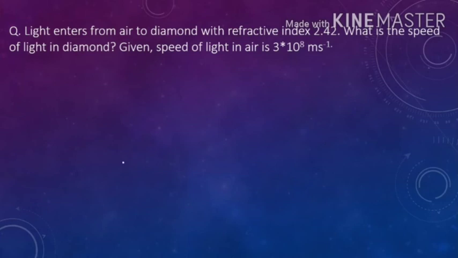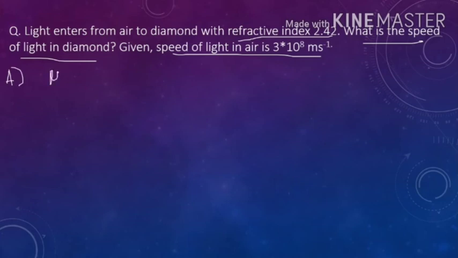Okay, we have to calculate the speed of the light in diamond. The refractive index is given, the speed of light in air is given, so we need to calculate the speed of light in diamond. Okay, let's solve this question. So the refractive index is given.